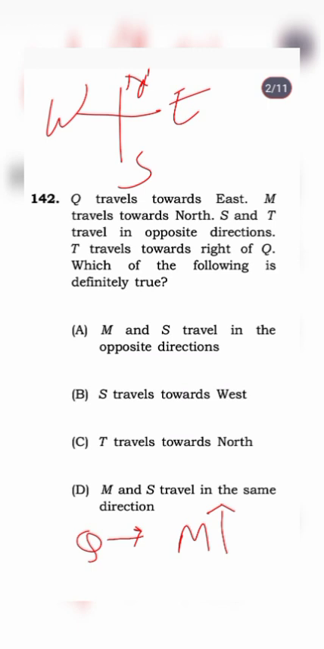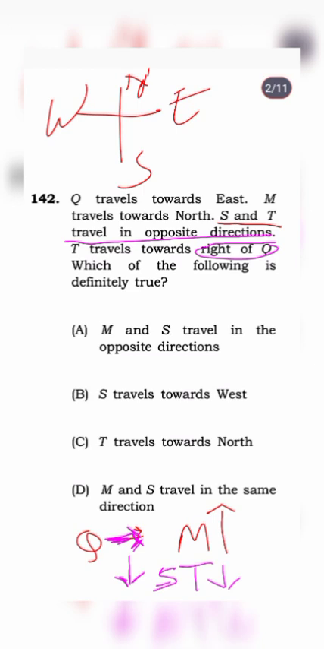S and T travel in opposite directions, so we leave this portion for later. T travels towards the right of Q. If you are moving towards east and someone asks you to turn right, you will move towards your right hand side, and obviously it will be the south direction. So T is traveling towards south.